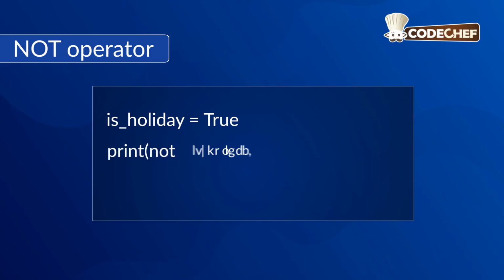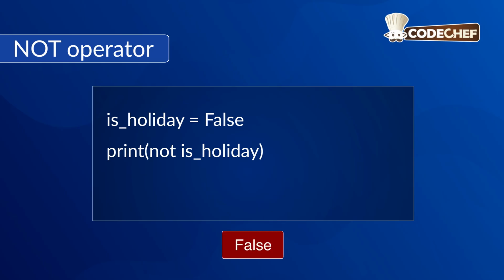Finally, let's check the NOT operator. We create a variable isHoliday and set it to true. Then we use print, not isHoliday. The NOT keyword simply flips the value, so true becomes false. That's why the output is false.